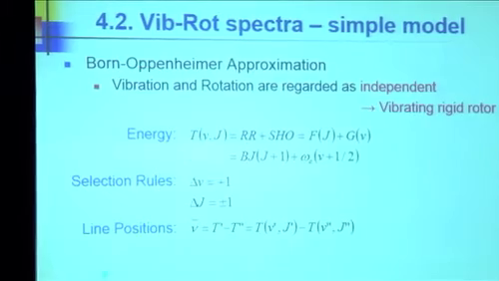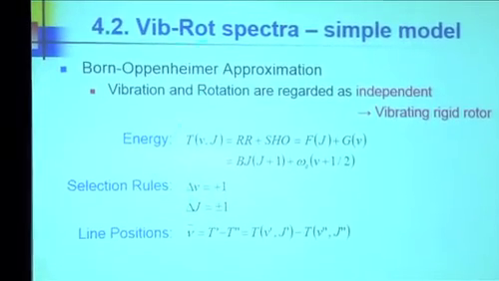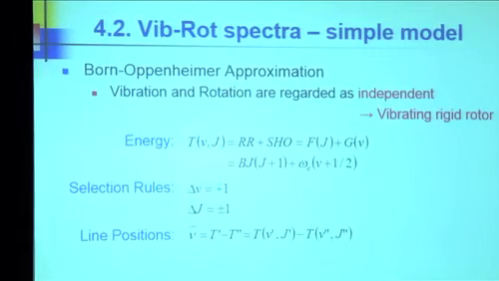Okay, I violated my own rule here. Oh, okay, good thing. All right. For vibration rotation, delta V is plus 1. V upper minus V lower, always 1. But what about J?